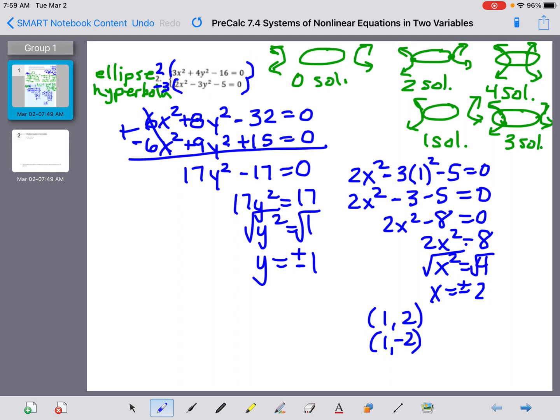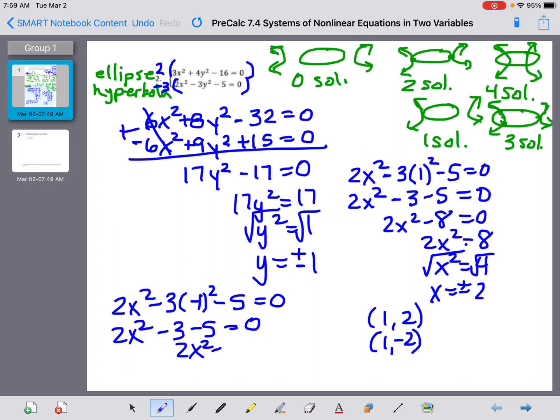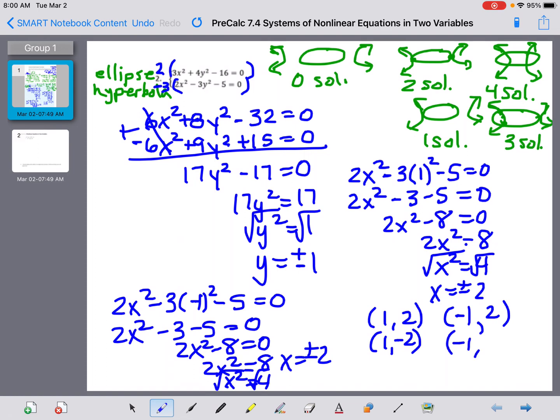So let's plug in the other y. I'm going to come over here. 2x squared minus 3 times -1 squared minus 5 equals 0. -1 squared is positive 1 times -3 is still -3. I kind of see some similar work coming here. Add 8, divide by 2, take the square root. Once again, I get my plus or minus 2. But that was when I plugged in -1, I got a positive 2, and -1, I got a -2. So I end up with 4 solutions on this one, okay?